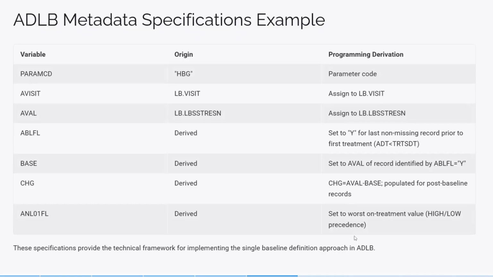So, ADLB metadata specification example: you can see here there are variables PARAMCD, analysis visit, AVAL, analysis baseline flag, BASE, CHG, and ANL01FL flag, and we'll have LBVISIT, LB standardized numeric format set to Y if there is a flag. Okay, so this is a metadata specification as an example.